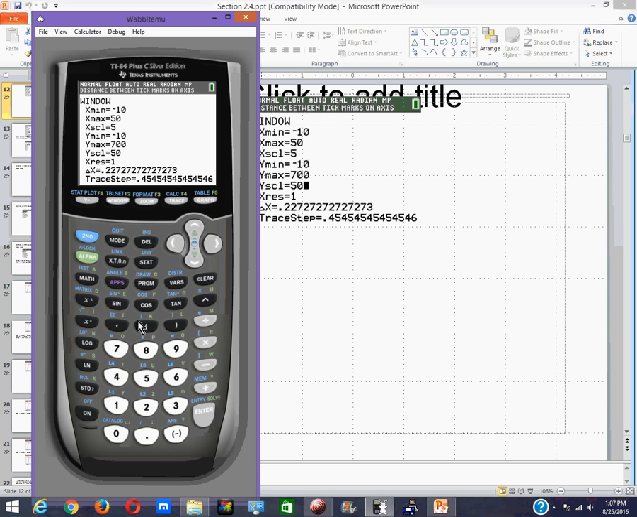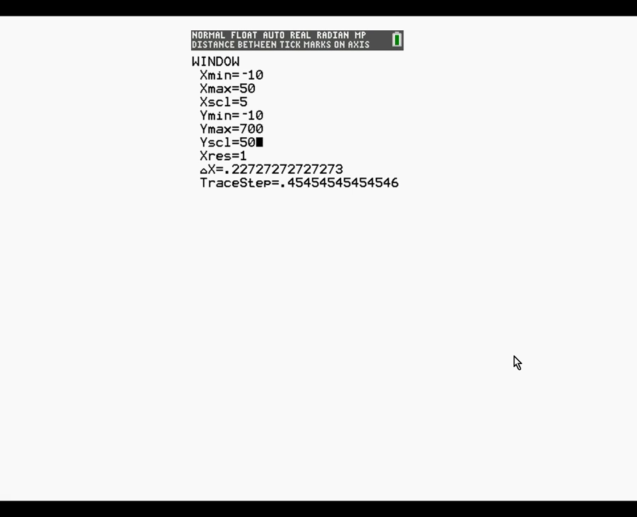Now, to have the x max be 50 was somewhat arbitrary. If it turns out it doesn't work, I can always come back and change it. When we say it doesn't work, that means the calculator couldn't find an answer. Then quit this. So at least we've got our window set up.